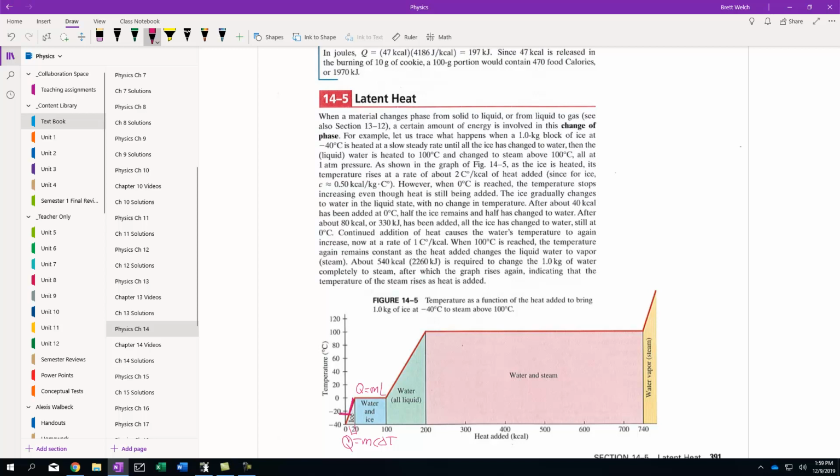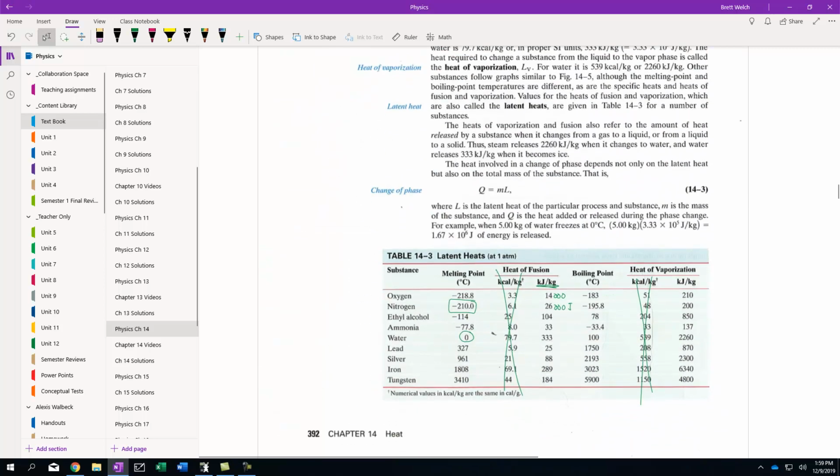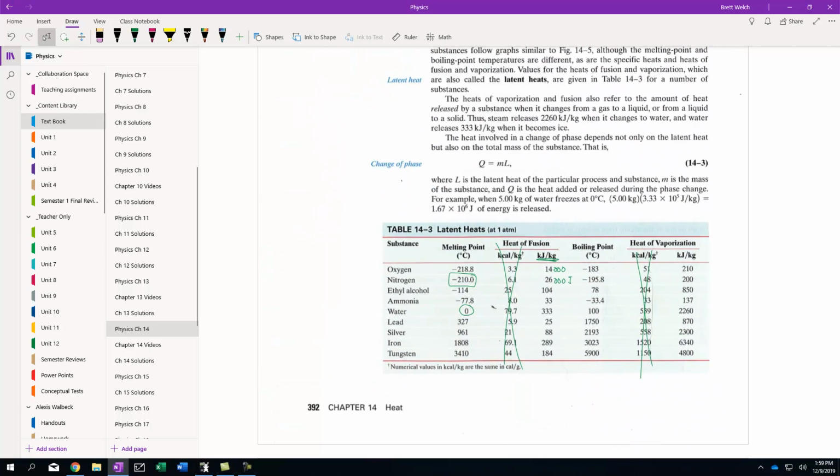The amount of heat we have to add is equal to the mass of the material times what's called its latent heat. Now there are two types of latent heat. Let's take a look at those two types. Here on page 392 there are two values we're going to work with. First off, I want to point out that we're not using the calorie values, so I'm scribbling these out. I don't want to look at those. It's just a kilocalorie version instead of a joule version.